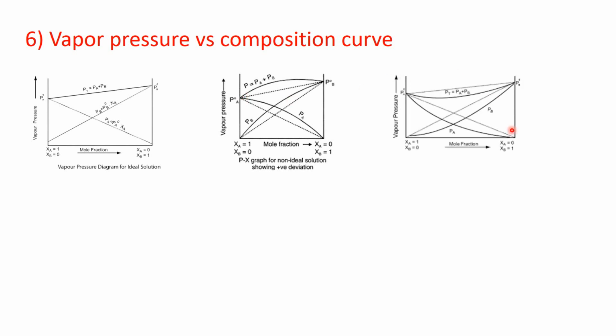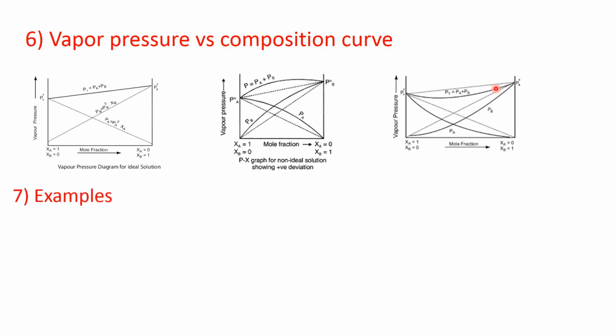Now, for a non-ideal solution showing negative deviation from Raoult's law, here also the same thing. If you calculate the partial vapor pressure of B using Raoult's law, then you will get this curve by this plot, but the actual vapor pressure will be slightly below this one. Similarly, here also the vapor pressure of A will be slightly lower, and the total vapor pressure of the solution also is less than that calculated from Raoult's law.